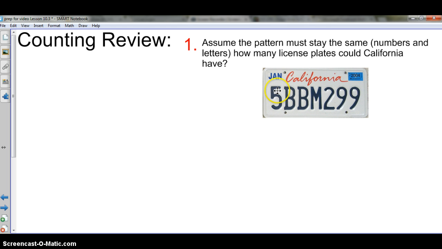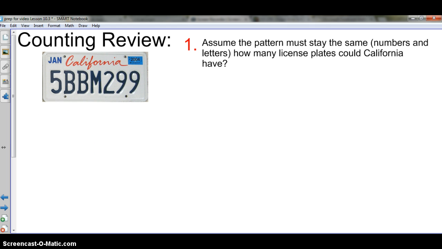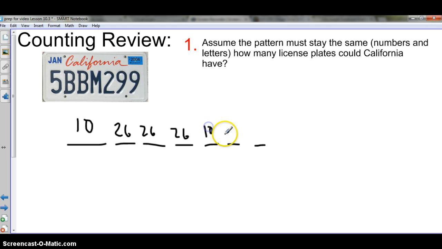Number 1, assume the pattern must stay the same. Numbers and letters. How many license plates could California have? So here's an example, and this is a choices problem. You've got a number choice to which there are 10, a letter choice to which there are 26, 26, and 26, and then we've got 3 numbers. We obviously can see in this one that the digits can be repeated, and so you're just looking to multiply those things together.